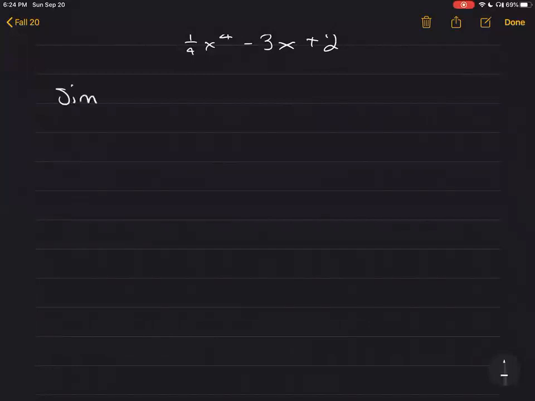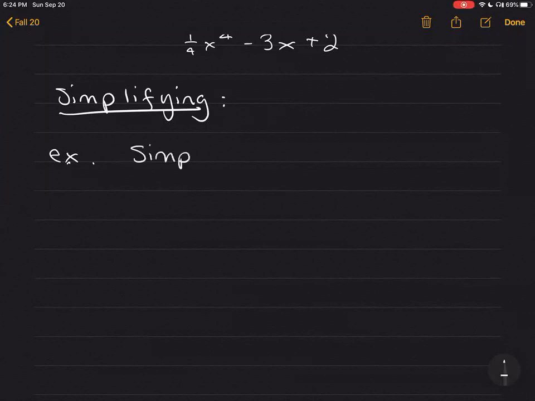So simplifying. Let's see an example of simplifying. And it has a lot to do with factoring, actually. So let's say we want to simplify x squared minus 4 over x squared plus x minus 6.